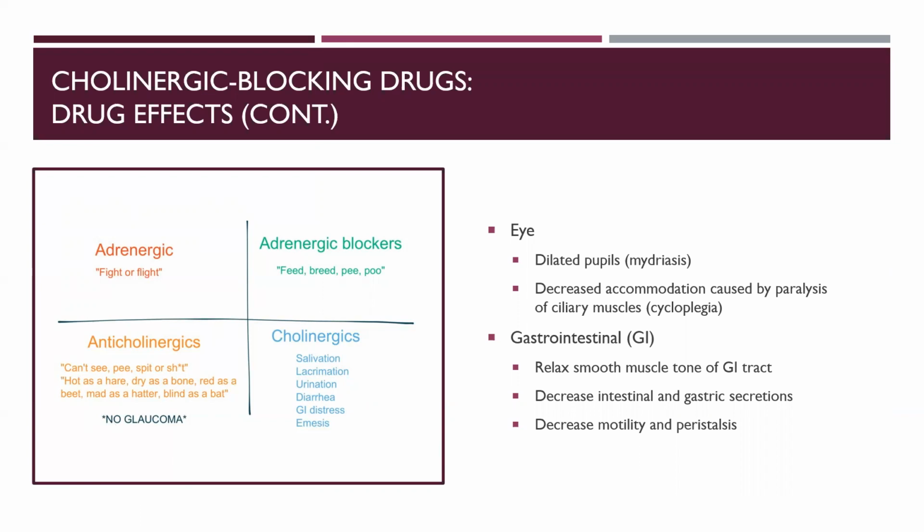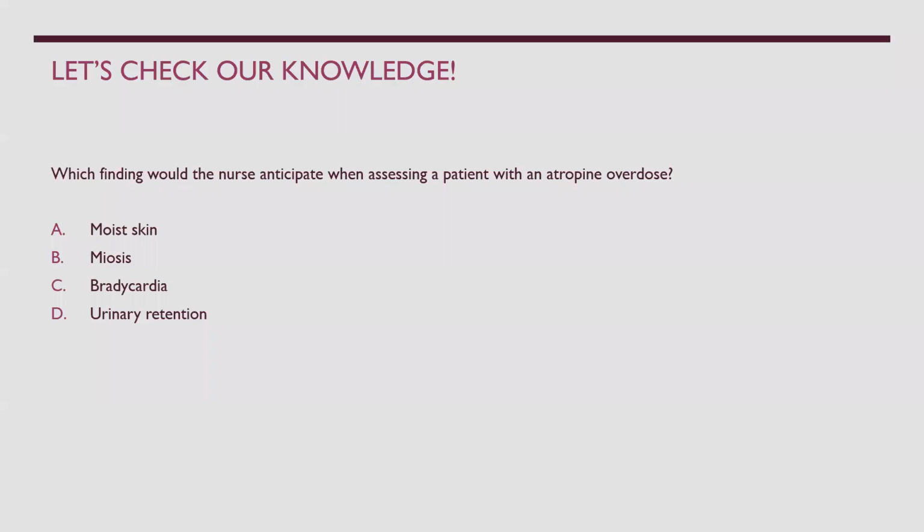So in the eye, we're going to have those dilated pupils and decreased accommodation caused by paralysis of the ciliary muscles. Gastrointestinal, relaxed smooth muscle tone of the GI, decreased intestinal and gastric secretions, decreased motility, and paralysis. So all of these things, I'm completely dried up.